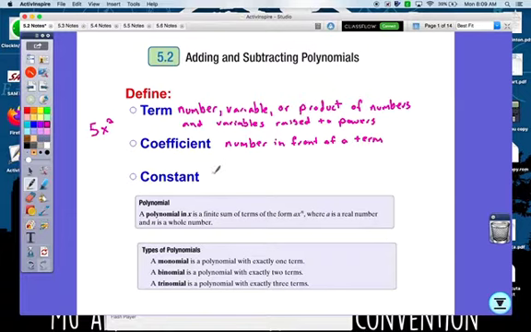All right, and a constant is if you have a term that is just a number. It has no variables in it. It's just constant. A term that is just a number.